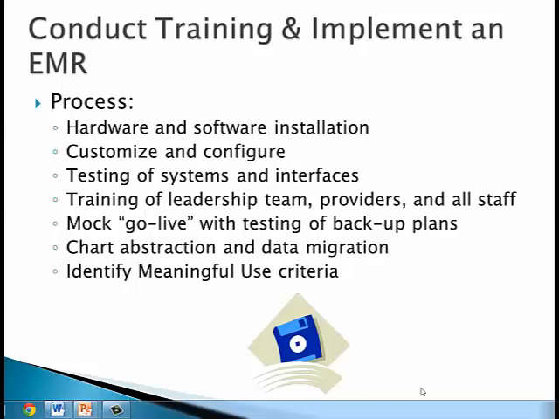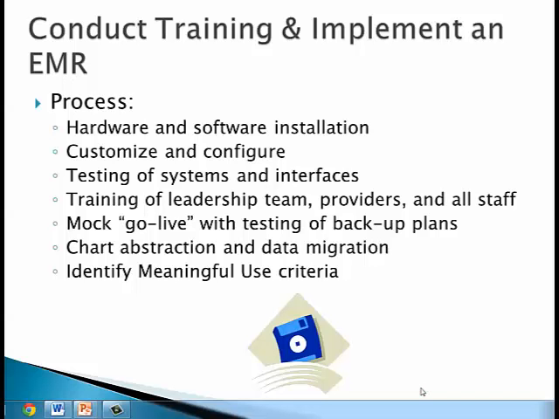So again, we're going to conduct training and implement an EMR. And with any project, you want to look at the processes, what do we want to do, and then we want to look at the outcomes, what did we want to achieve. So in this slide, we're going to look at the processes: the hardware and software installation. We hopefully purchased new hardware and software, the customization and configuration of the software. We want to test the systems and the interfaces. We need to train the leadership team, the providers, all staff. This is very involved. I'm going through this high level right now, but all of these steps take time and energy and commitment, as well as collaboration amongst everyone.